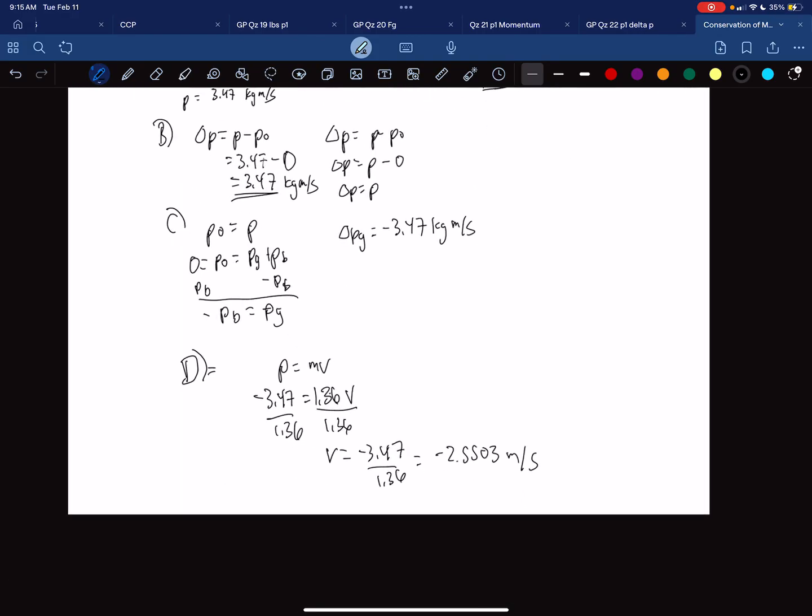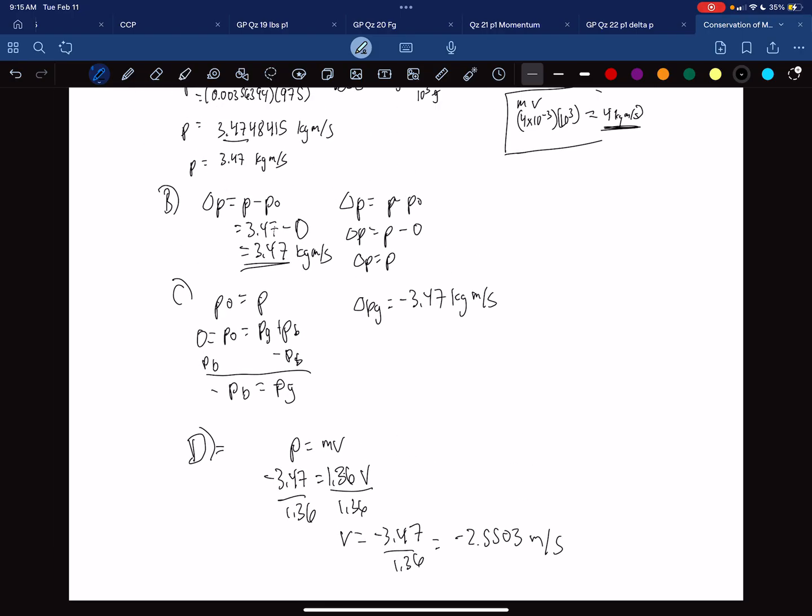For the significant digits in this calculation, we could report 3 digits here, and the mass had 3 digits, so our final answer has 3 digits. We express that final answer as minus 2.55 meters per second, the velocity of the gun.